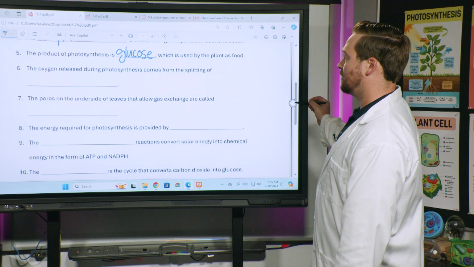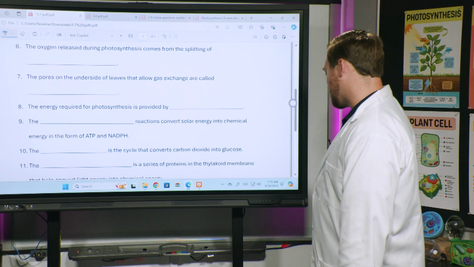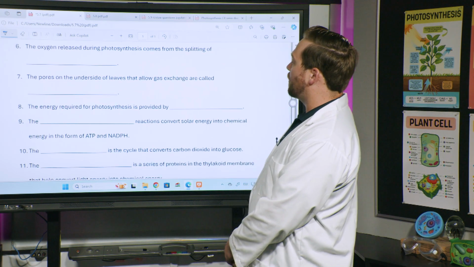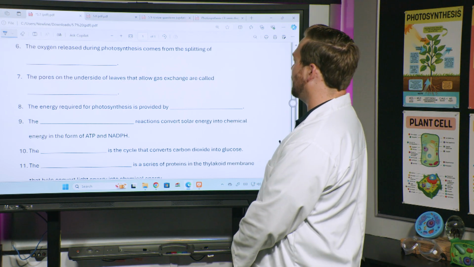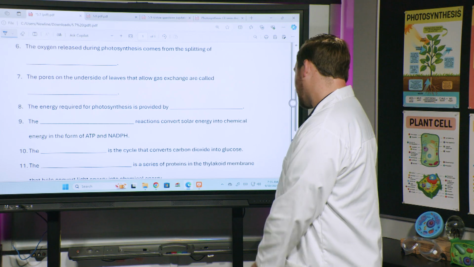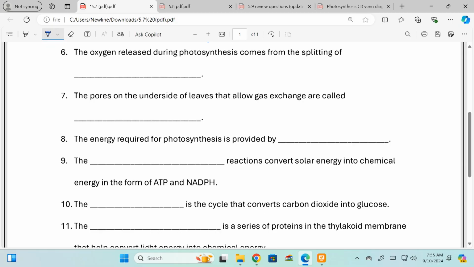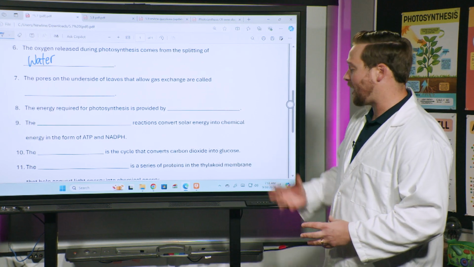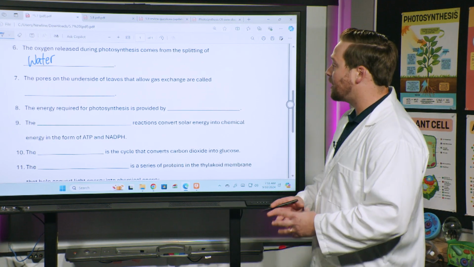All right. So starting up here at number 6, this says, the oxygen released during photosynthesis comes from the splitting of what? So where is that oxygen coming from? Well, we split water. Remember, when we split water, we get an O2 molecule and a hydrogen atom, and that O2 is what we breathe, so that's all coming from water. Okay, let's go to the next one.